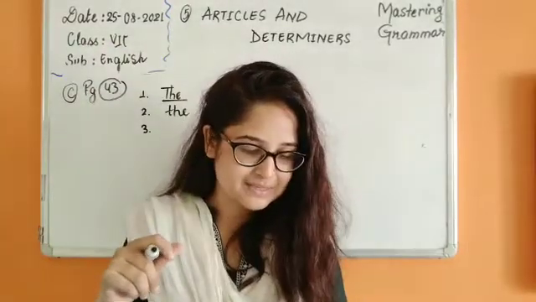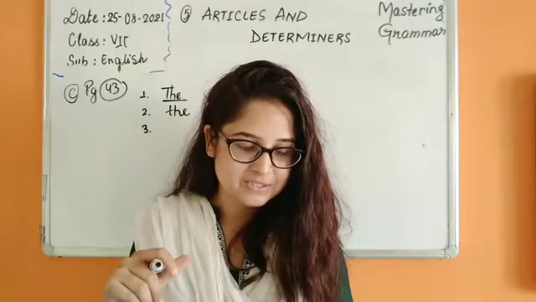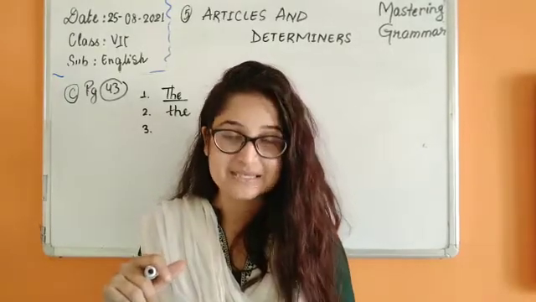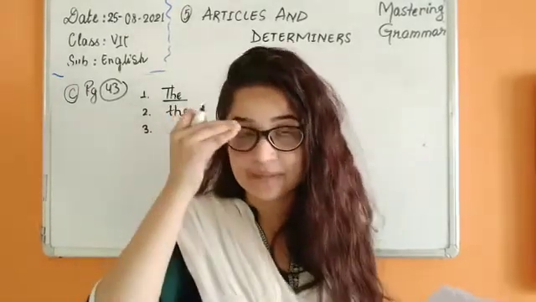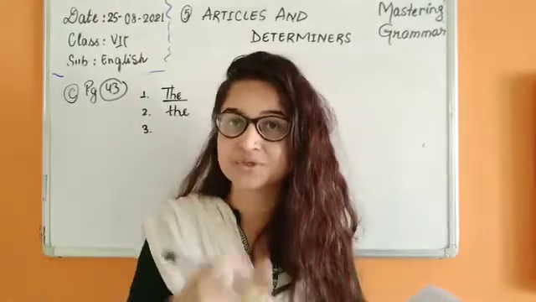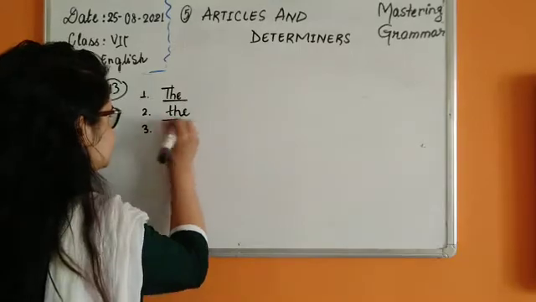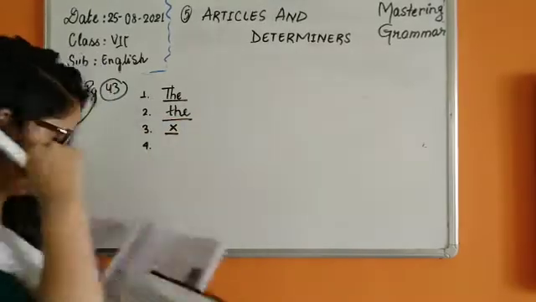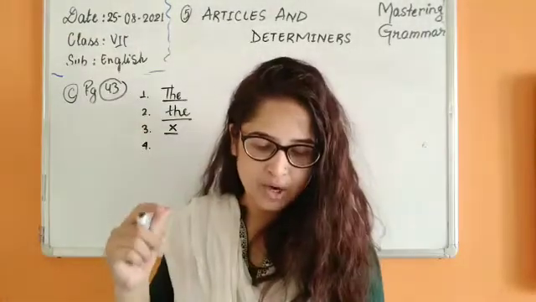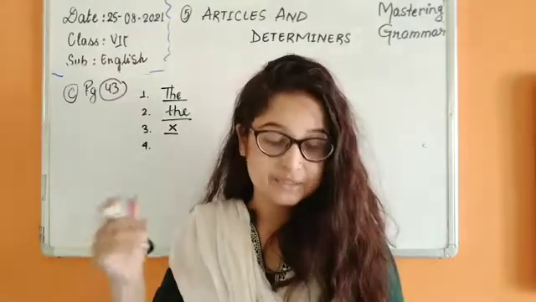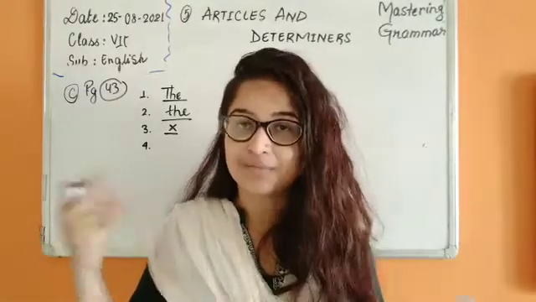Valmiki's Ramayana has Lord Rama as its center character. Children, before particular people's name you are never going to use any article, so we are going to cross this one. There won't be any article. Number 4. Blue car won race. The blue car won the race.